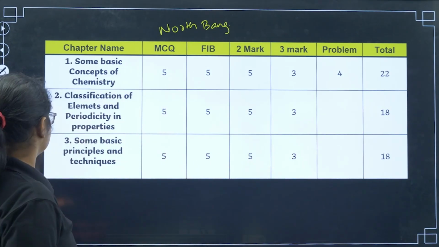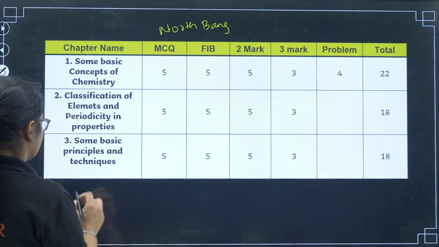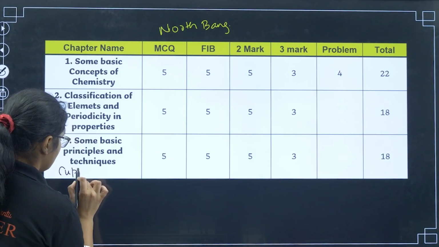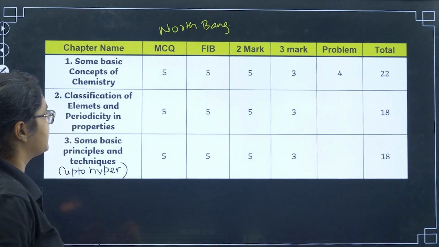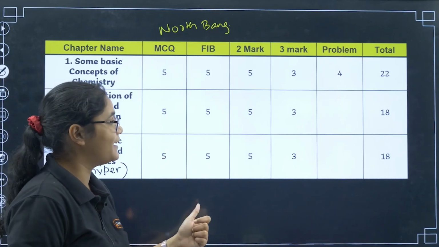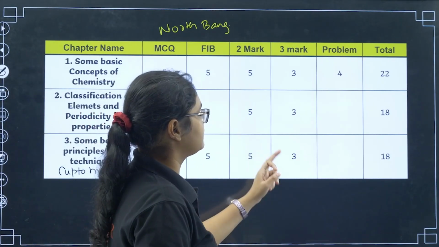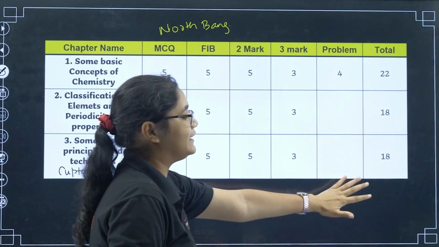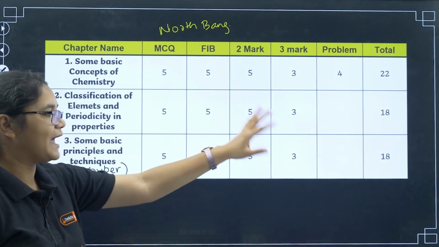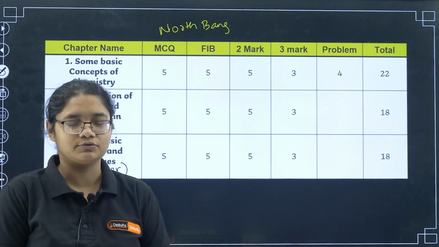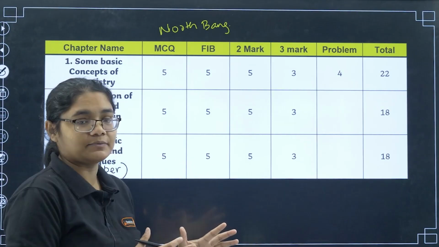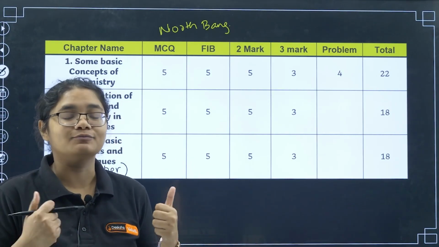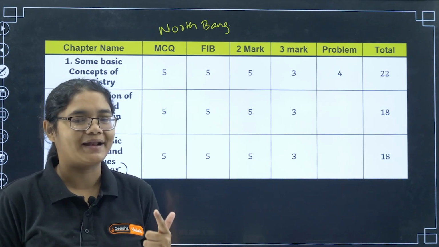And then we have some basic principles and techniques. So here it is up to hyperconjugation. So here I have 5 MCQs, 5 fill in the blanks, 5 2-marker questions and 3 3-marker questions. A total of 18 questions are there. If I add it up, it's almost 58 questions, so roughly 60 questions you are going to practice with me for these 3 chapters, and that will definitely help you to boost your confidence and increase your practice also.